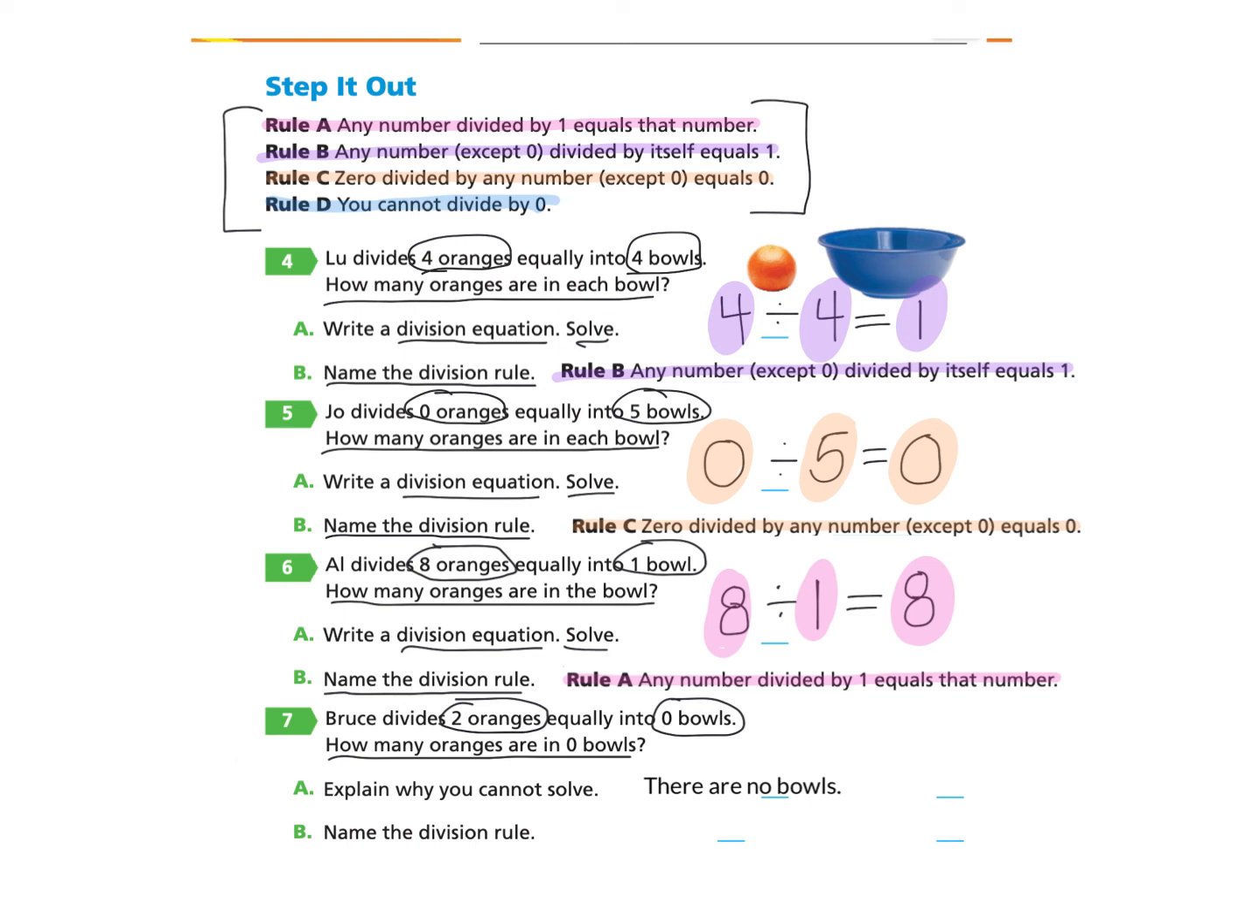And the last part asks us to name the division rule that explains what's happening in this situation. And we can select Rule D. You cannot divide by 0. Remember, you are always welcome to go back and re-watch this video and pause along the way as needed.